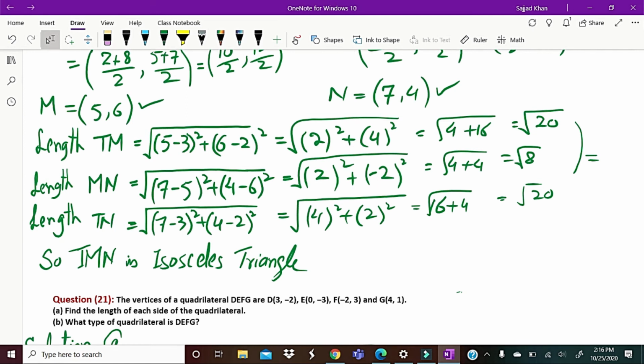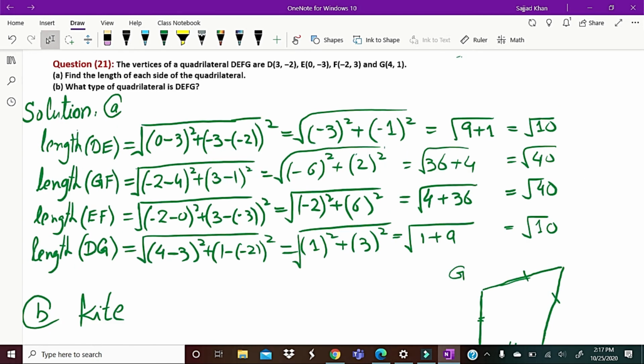So the length TM, using the M and T values and simplifying the distance formula, gives us square root 20. We find the length of MN using the formula, which gives us square root 8, and the length of TN is square root 20. So you can see that two of the sides, TM and TN, are equal in length. That means that TMN is an isosceles triangle.